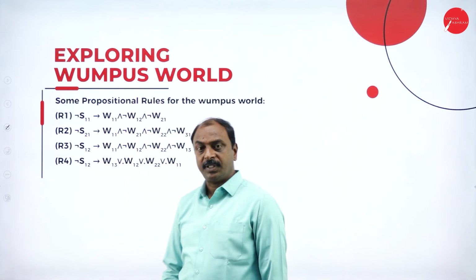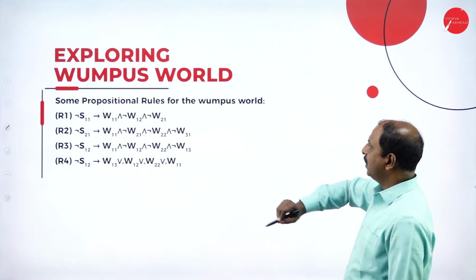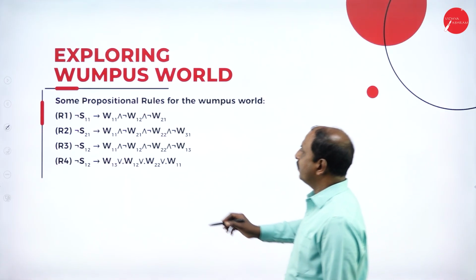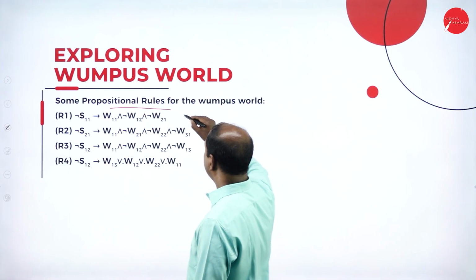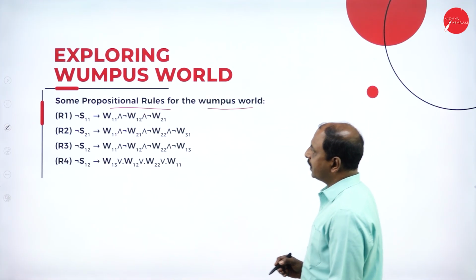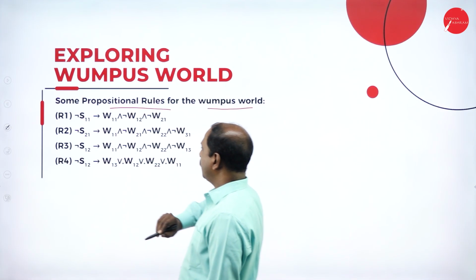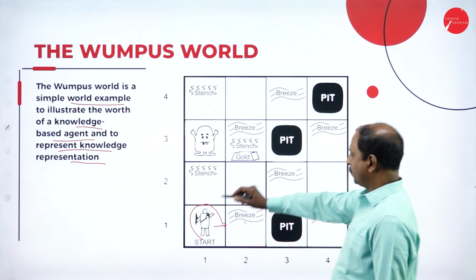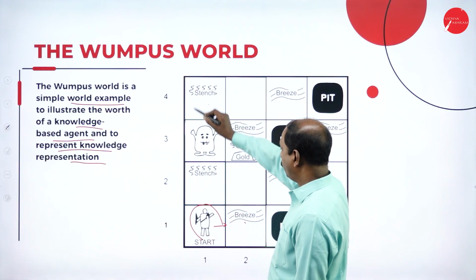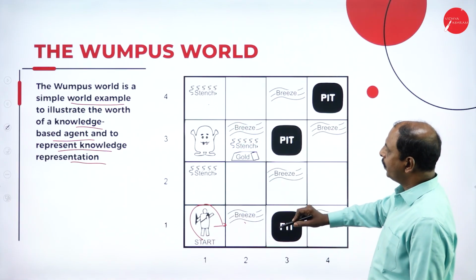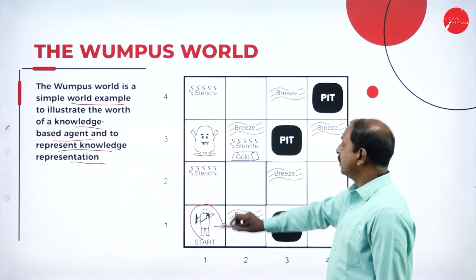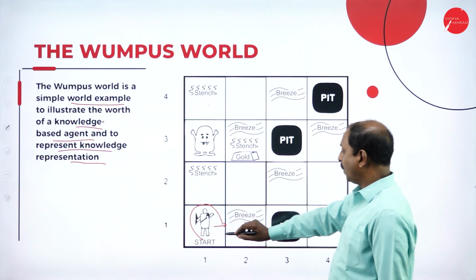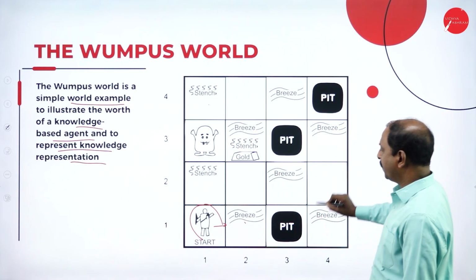How do we explore this, or how do we come to a conclusion about this logic of the Wumpus world? Here we are going to make some propositional rules for the Wumpus world. Now consider R1. Please observe the diagram: this is row 1, 2, 3 and 4. We go like this. Now we are going to make the rules based on the locations visited by the agent. So this is R1, R2, R3 and R4. It goes like this.